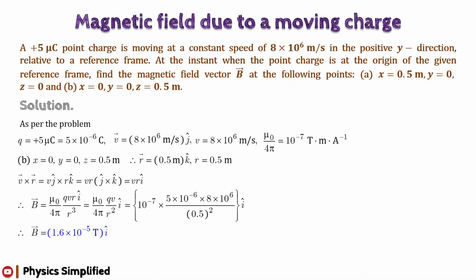So, we find that for each of the two given points, the magnitude of the magnetic field is the same, but the direction of the field is different for the two points.